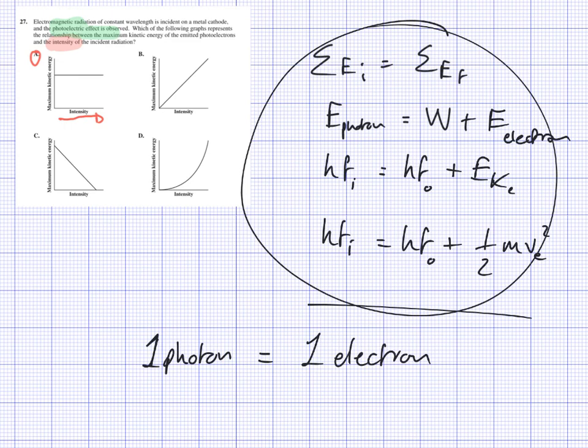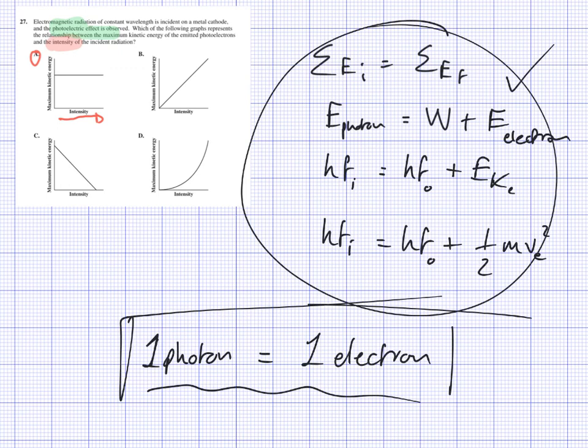Now, this isn't strictly what happens if we take more precise measurements of the photoelectric effect, we do see some differences here. We don't tend to get exactly one photon to one electron, but this is a very good approximation, and it serves us very well in Physics 30. So for the most part, this is our assumption, and that means we can use this energy statement, and that means that we can say that this is the correct answer.